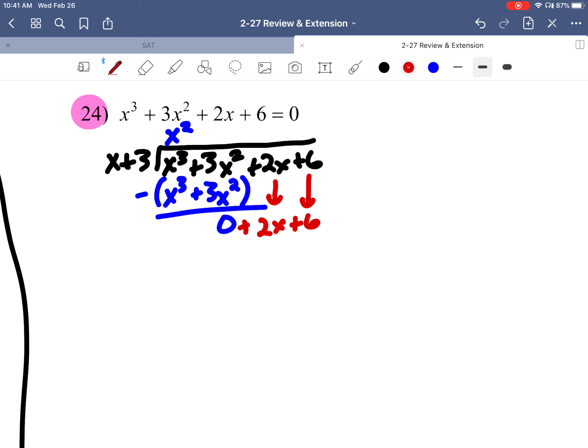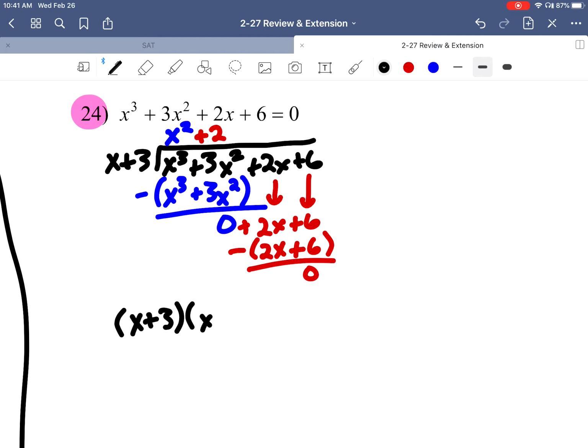So now we have to ask ourselves, x times what equals 2x? Well, that's 2. So 2 times x is 2x. 2 times 3 is 6. When we subtract, we get a 0. That means we can rewrite this equation as the quantity x plus 3 times the quantity x squared plus 2 equals 0. Now, this is an all right way to write it, and you could be kind of done here.